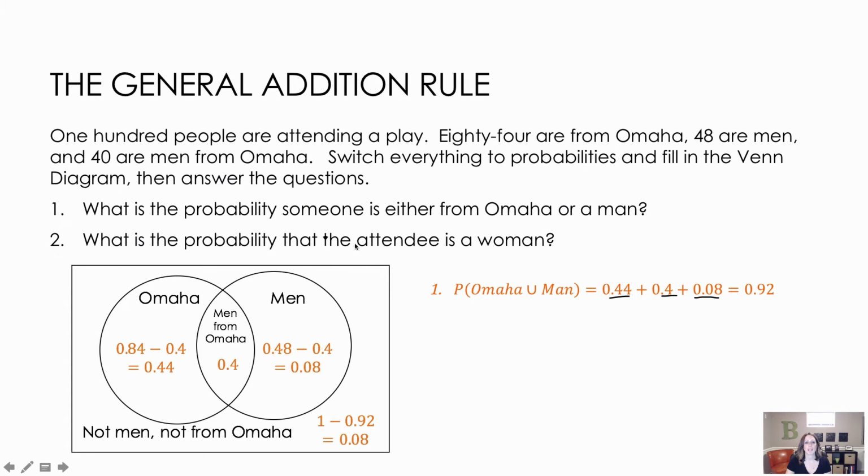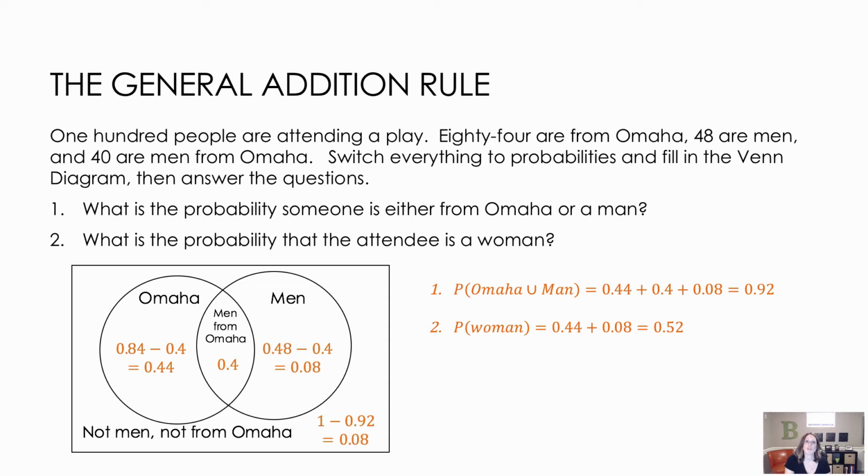Question 2, what's the probability that the attendee is a woman? Well, a woman would be someone who's not a man and not from Omaha, which is the 0.08. In addition, it would be people from Omaha who aren't in the overlapping men column. So that's the 0.44. So I would add those together.